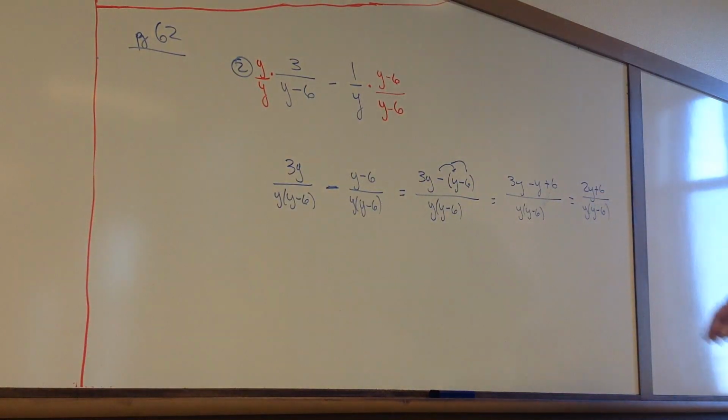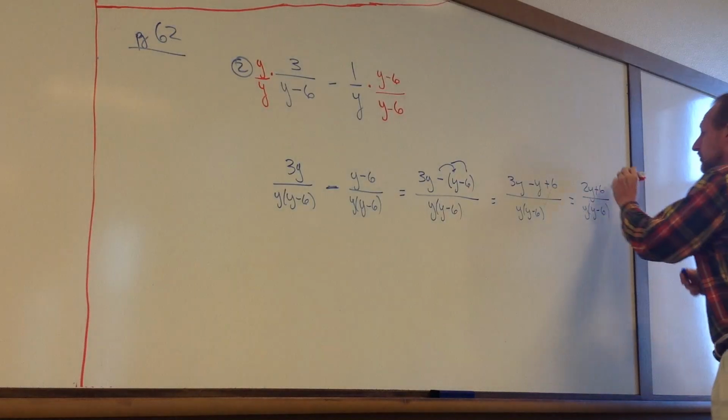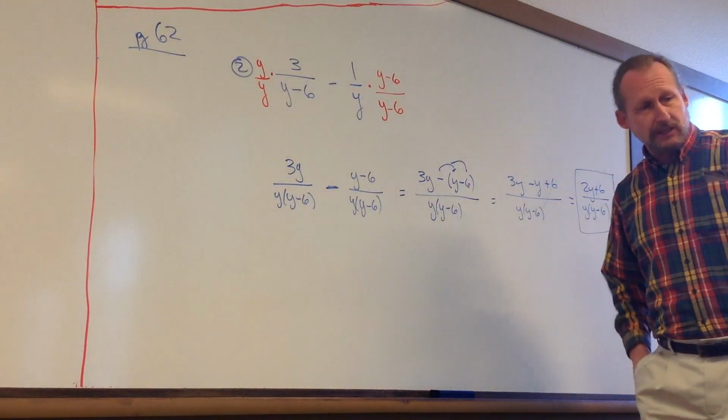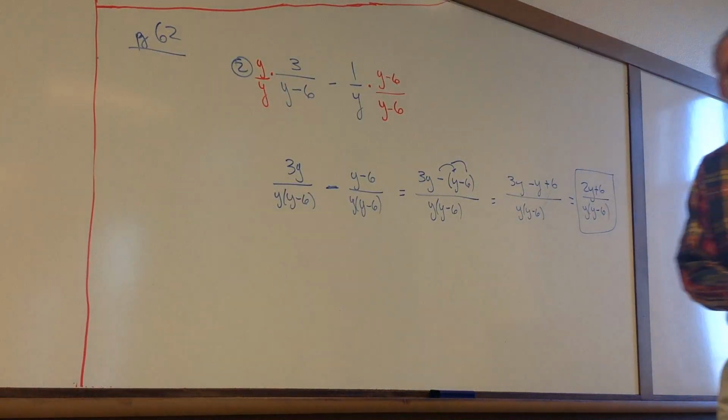You can factor this if you want to. This is 2 times y plus 3, but nothing's going to cancel. This actually is in lowest terms. Okay, and so we'll do more with reducing answers to lowest terms in the second half of this section 1.7.